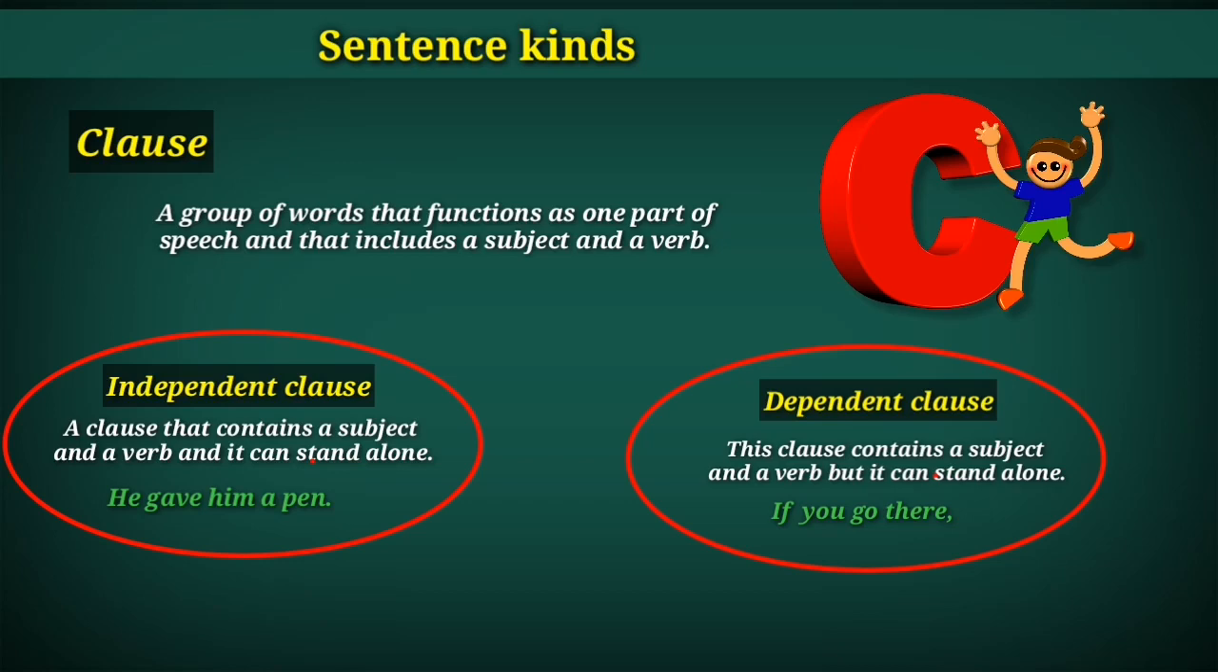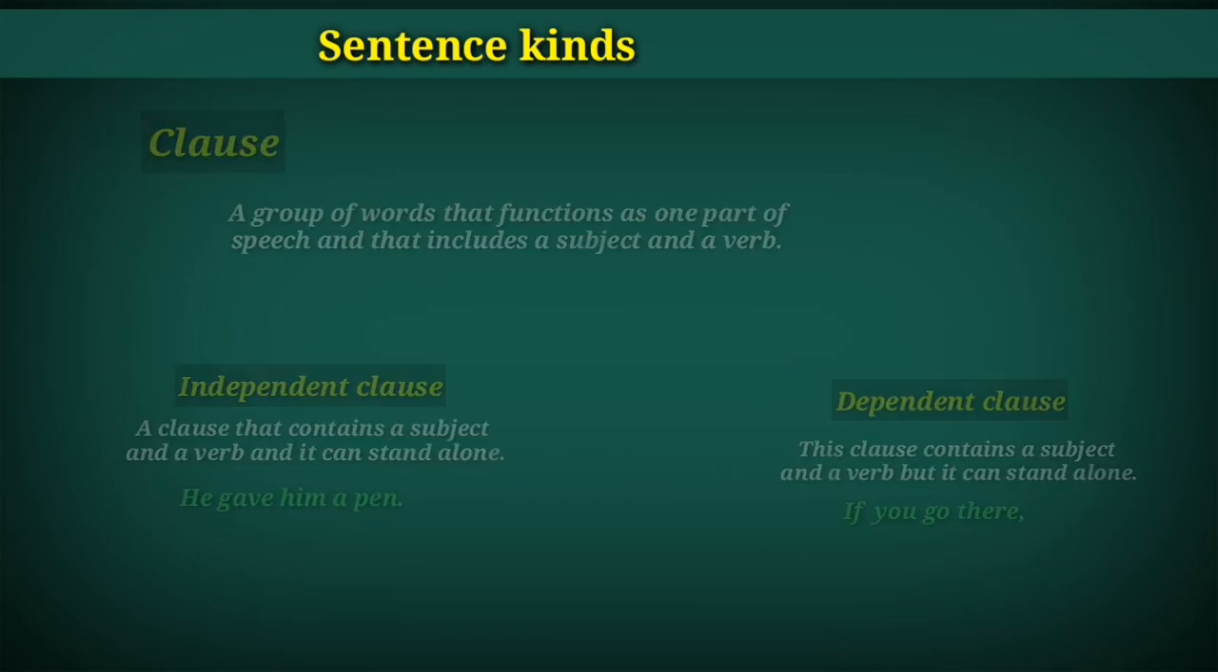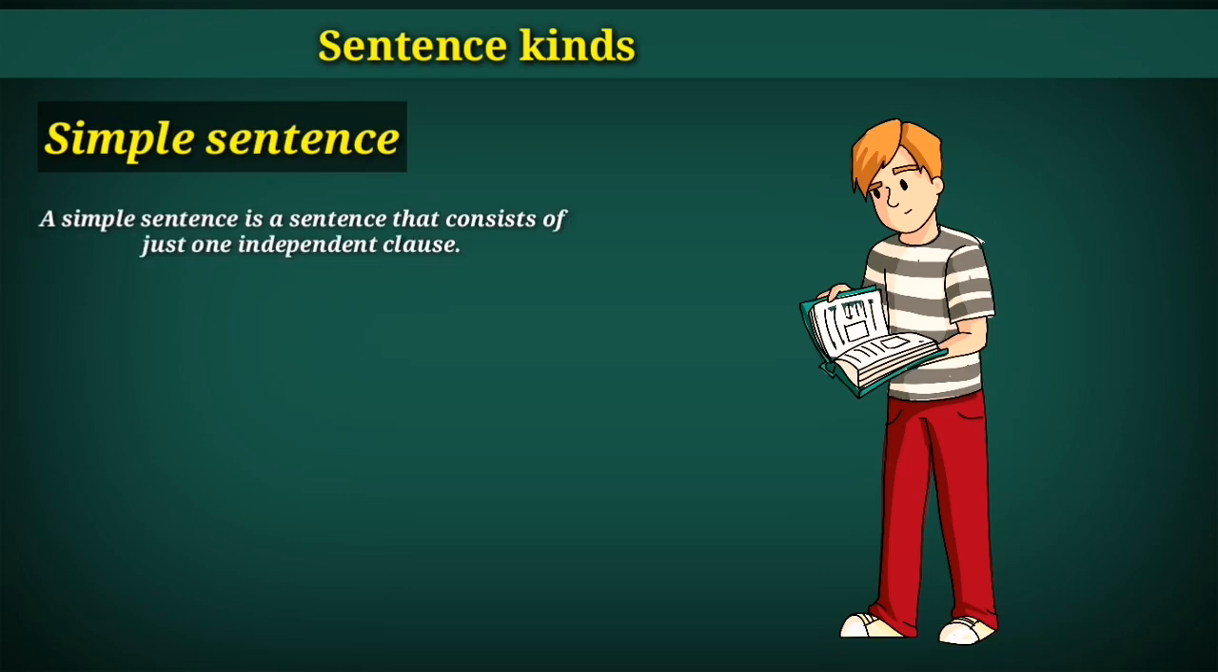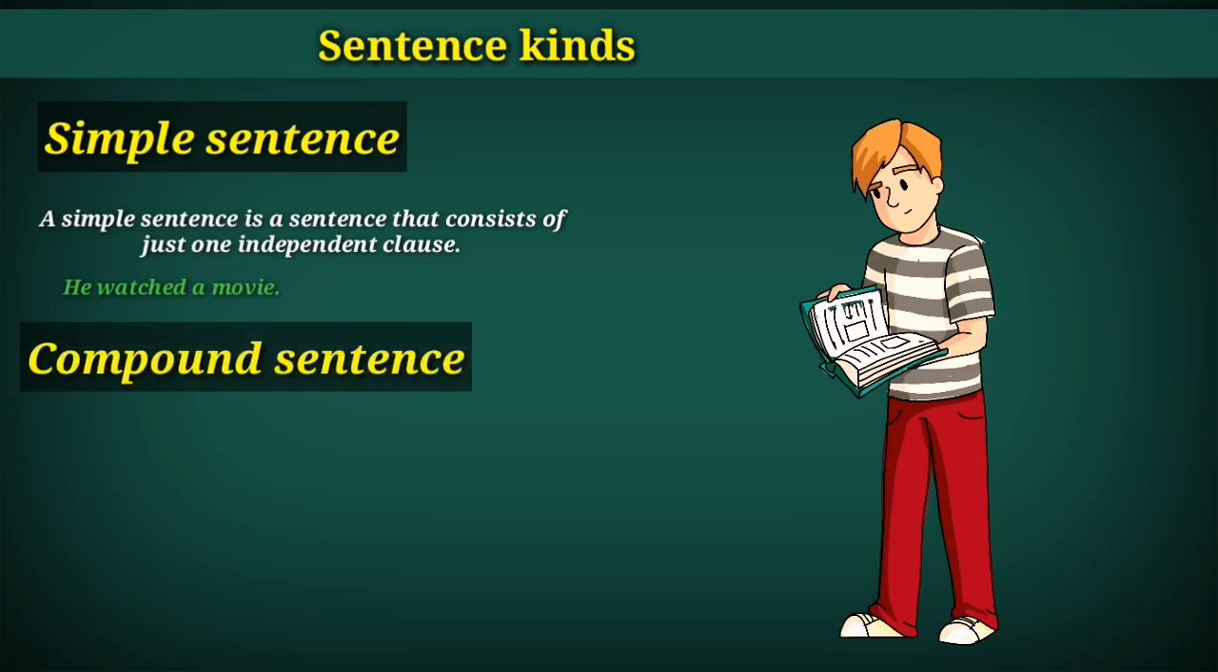Now let's move on to go through the four sentence structures. The first one is simple sentence. A simple sentence is a sentence that consists of just one independent clause. For example, he watched a movie. Here it is an independent clause because it consists of a subject and a verb, and it can stand alone by itself. The second one is compound sentence.